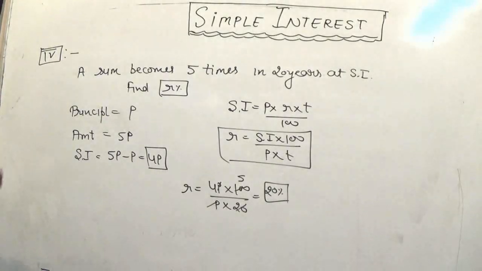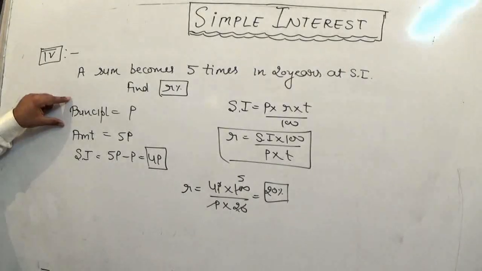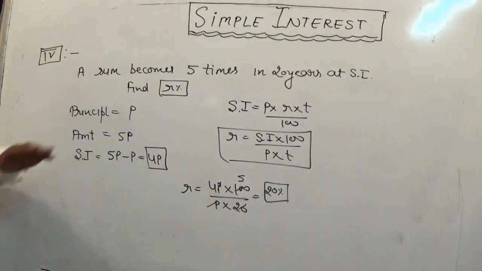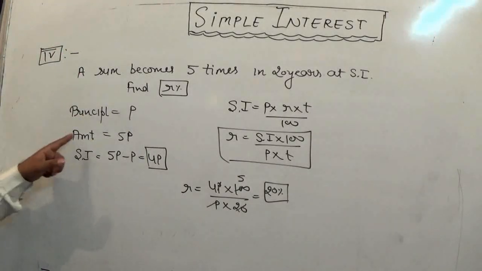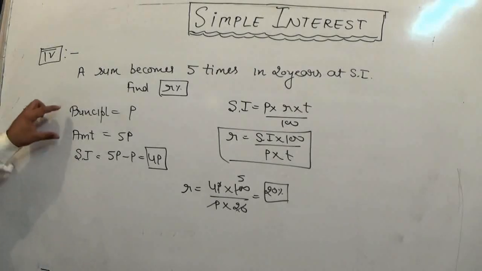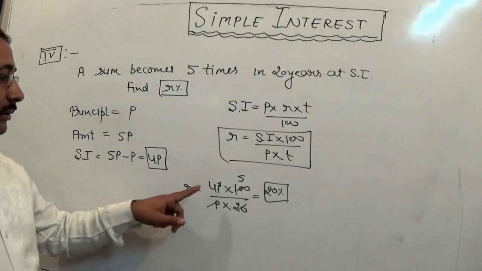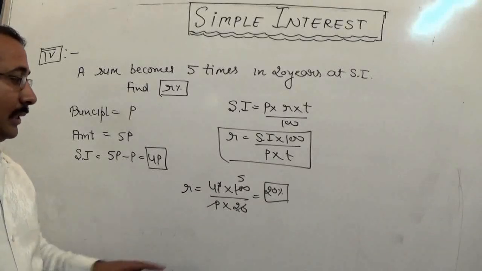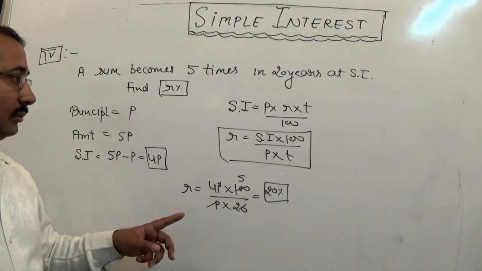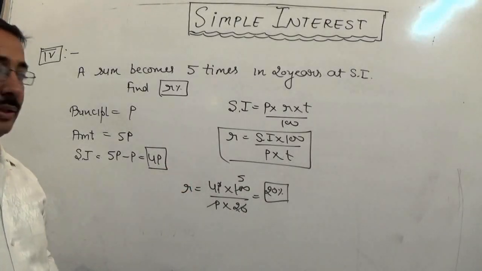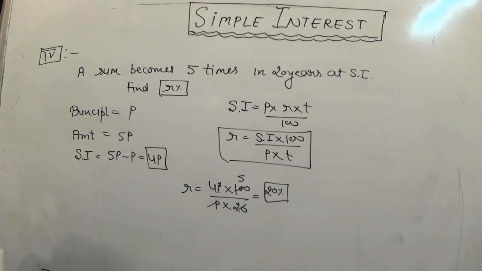Just have a look over the statement. What I have done is take my principal to be P, and it becomes 5 times, so the amount is equal to 5P. The difference between the principal and the amount is interest, so the interest is 5P minus P, which is equal to 4P. Now interest is 4P, principal is P, R is equal to SI into 100 upon P into T. Just solve it, and R is equal to 20%.